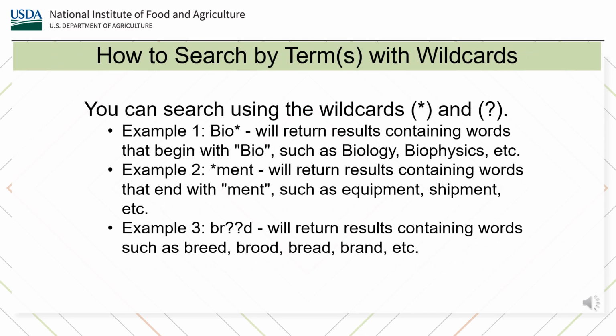You may also search by terms with wildcards in the project detail search. You can use the wildcards asterisk and question mark. If you enter BIO asterisk, you will return results containing words that begin with BIO, such as biology, biophysics, etc. If you enter a wildcard asterisk MENT, you will return results containing words that end with MENT, such as equipment, shipment, etc. If you enter BR question mark D, you will return results containing words such as breed, brood, bred, brand, etc.